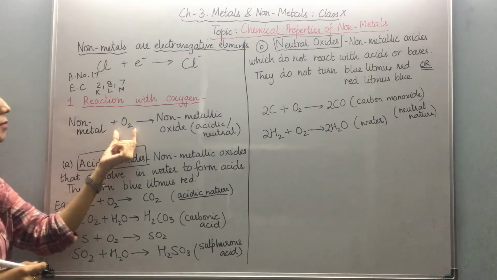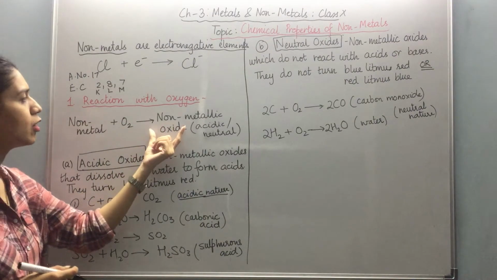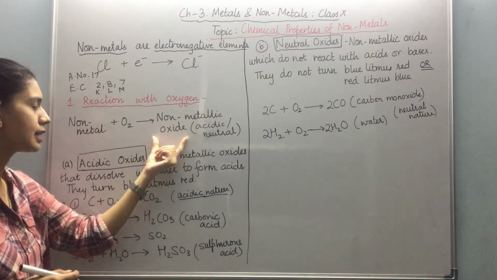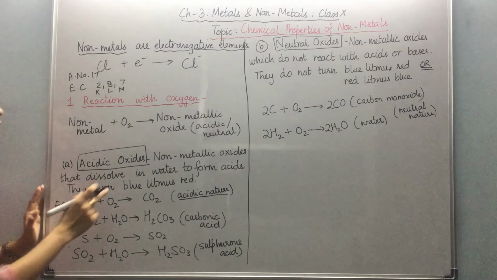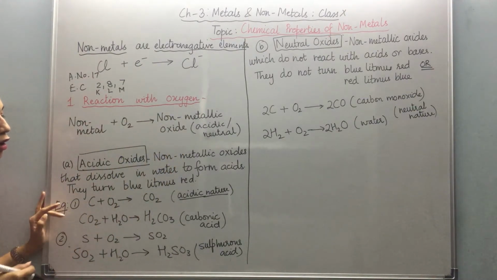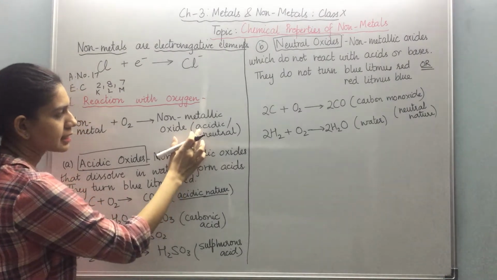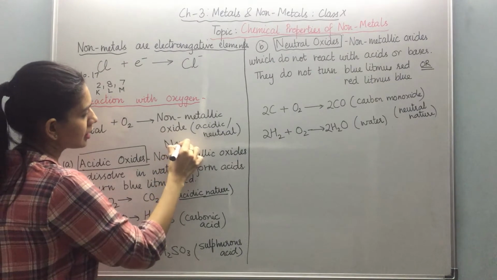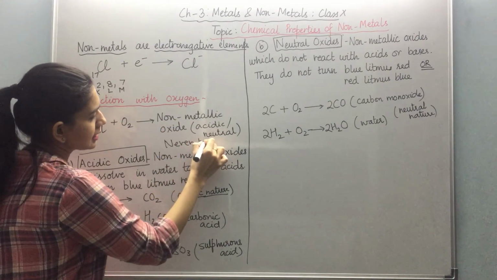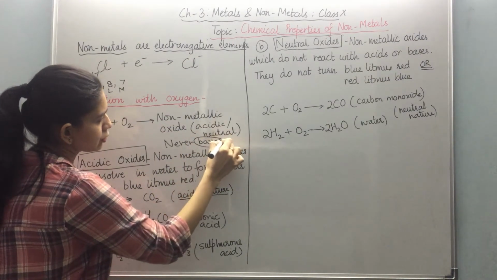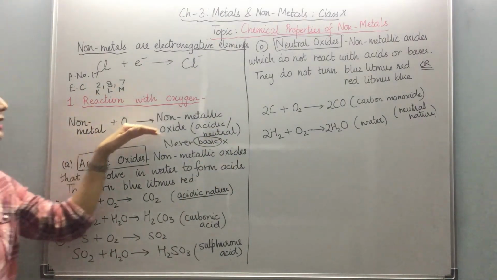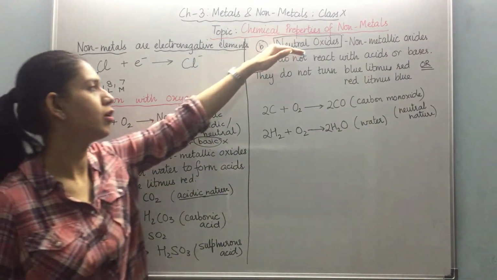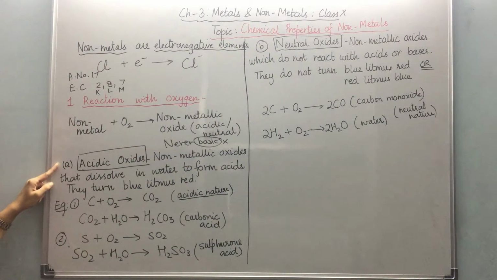Whenever a nonmetal is combined with oxygen, it forms a non-metallic oxide. We have to remember that the non-metallic oxide formed here is either of acidic nature or neutral nature. They never form a non-metallic oxide that is basic in nature. So, the oxides formed here are either acidic or neutral. Let's talk about acidic oxides. These are non-metallic oxides that dissolve in water to form acids.